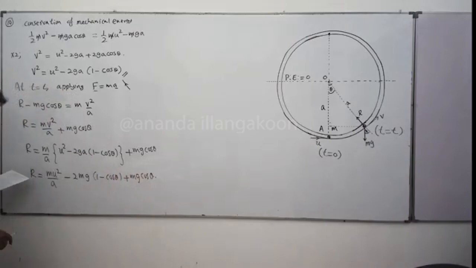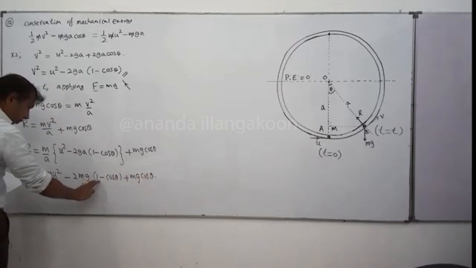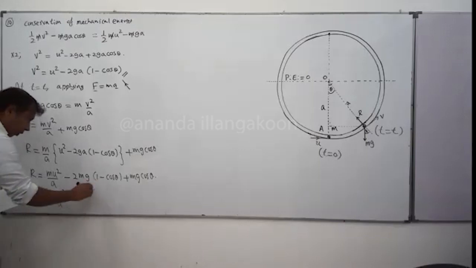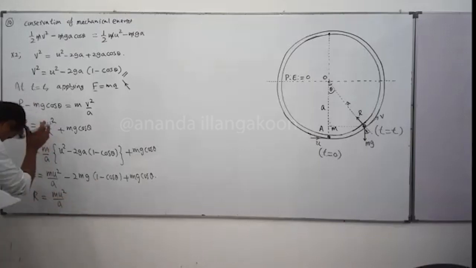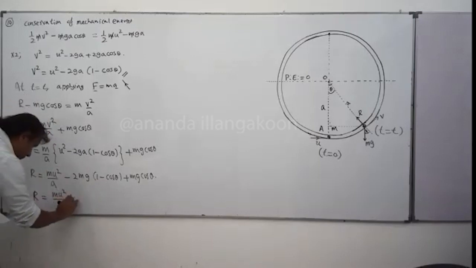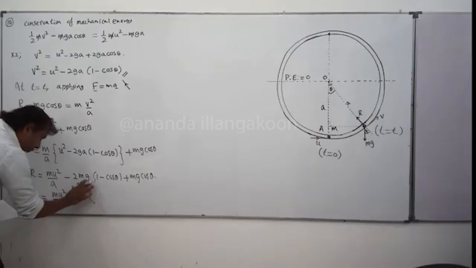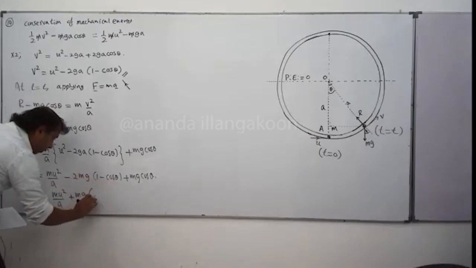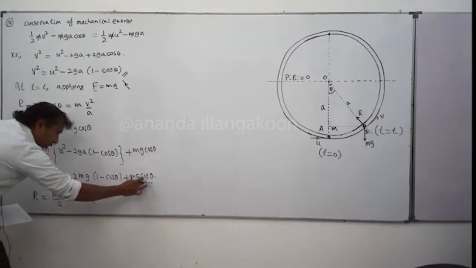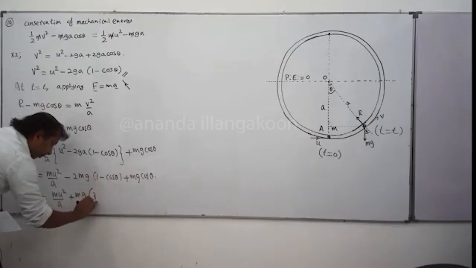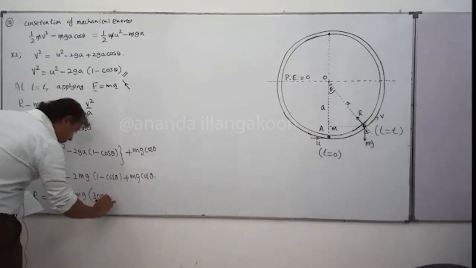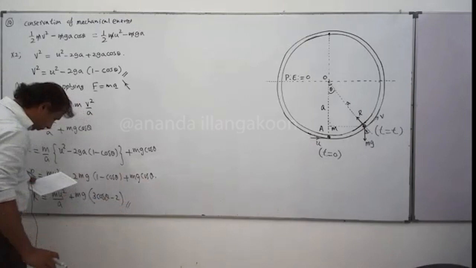Then here you can take mg out. Inside, minus 2, and this minus cos theta gives 2 cos theta, plus this cos theta makes 3 cos theta, and minus 2. This is how we get that.